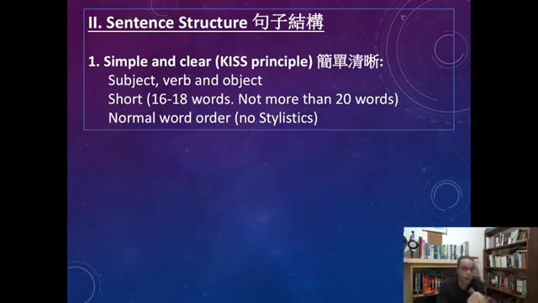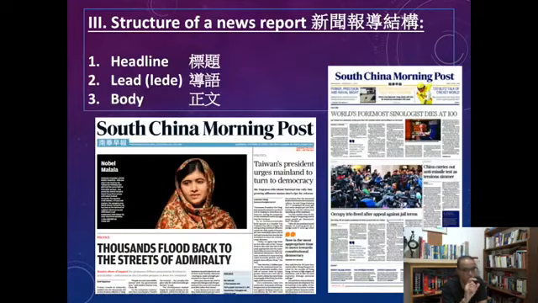The structure of the news report starts with the headline. Sometimes there are sub-headlines, but this is not necessary, it's just optional. Then the lead. The lead should be only one paragraph, one sentence in English. In Chinese, it can come in 2 sentences. Then the body of the report, and there is a conclusion, but again, this is optional. And later on, we'll talk about each of these parts.